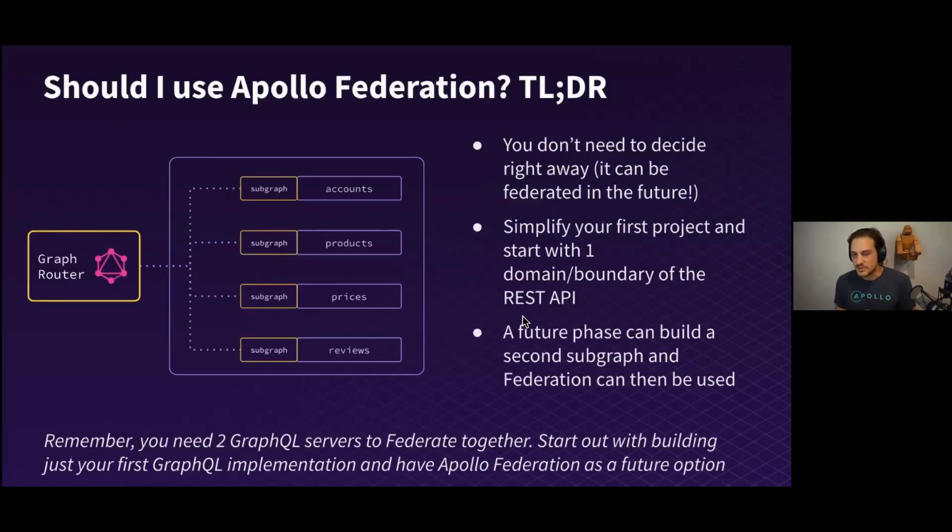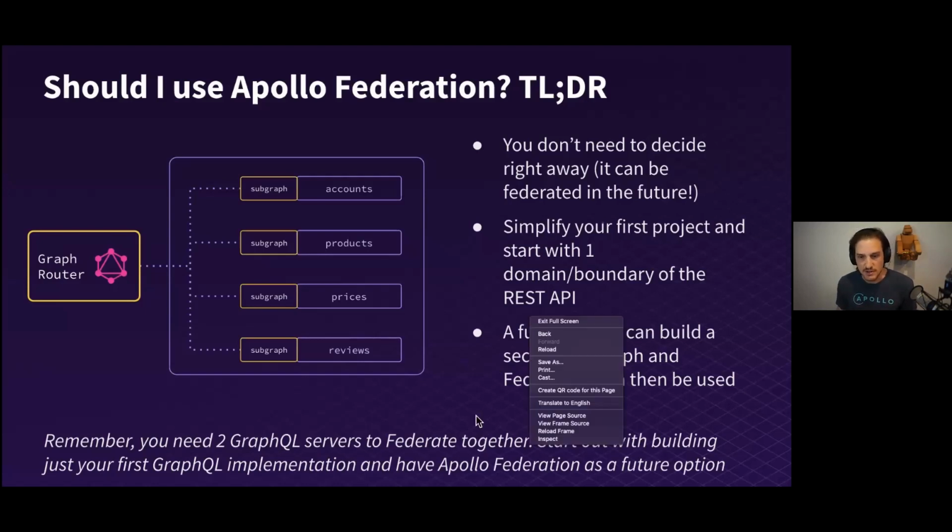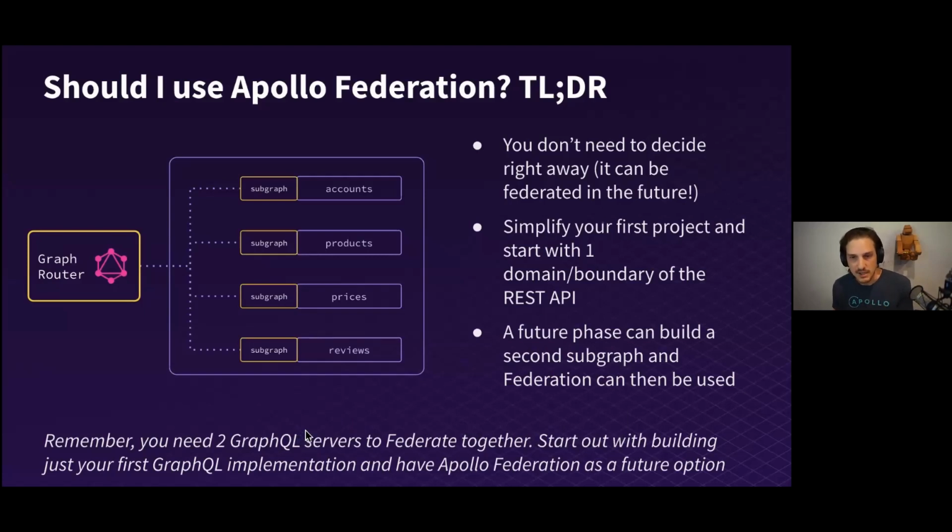Now, I just put this slide here more as a TLDR, right? So you don't need to federate right away. This is something that can happen incrementally, right? We want to just simplify with one graph that we're going to start out with. And typically when you're even starting out, for that quarter of respondents, you're going to be starting out with one domain.